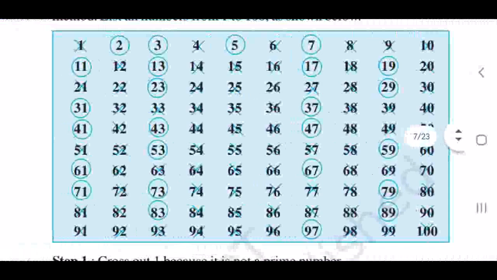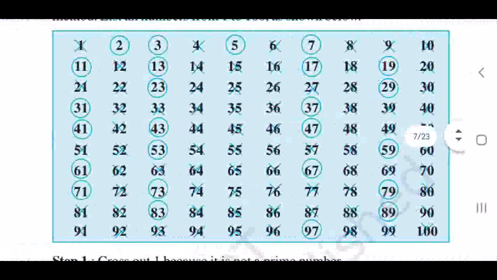Then close your book. You see here, what you have to do now? You just write up to 100, the numbers from 1 to 100. Not now. I will tell you, I'll give the time to write. Then check it. What are the primes in this?